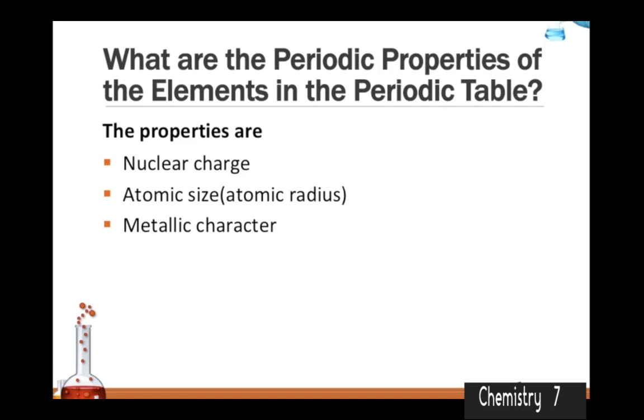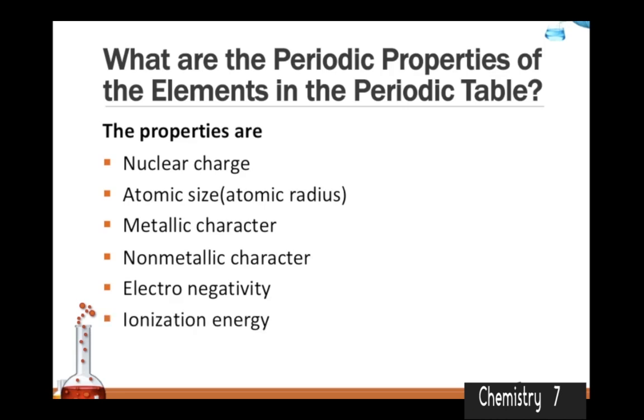Metallic character refers to metals, which are found on the left side of the periodic table. Nonmetallic character. Electronegativity. This is a property of an atom which increases with its tendency to attract the electrons of a bond. Ionization energy is the energy required to remove an electron from a gaseous atom or ion. Electron affinity, the ability of an atom to accept an electron.